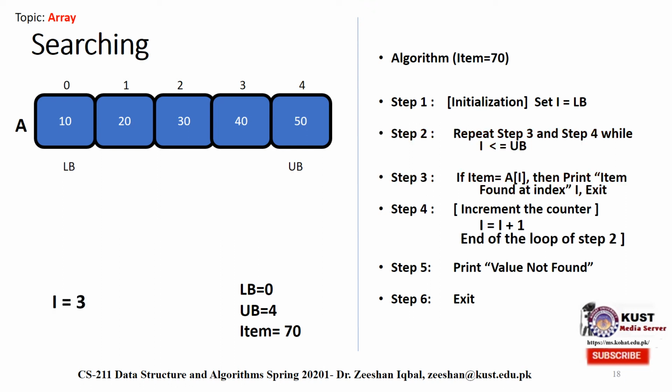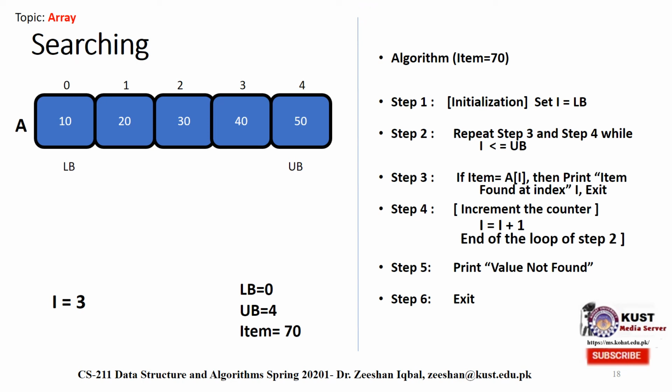Here I am going to explain when the value is not found in the array. Suppose we are searching for item which is equal to 70. In step 1, the I value will be initialized with 0.